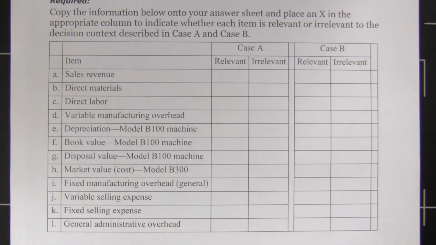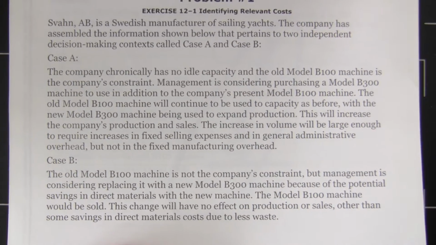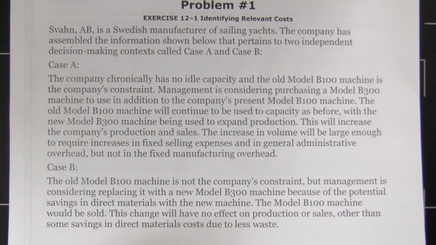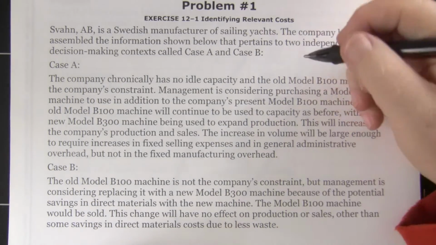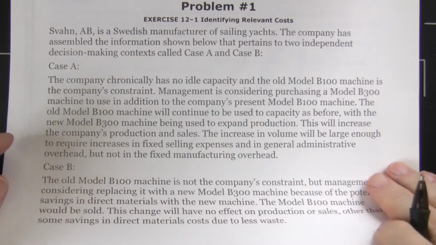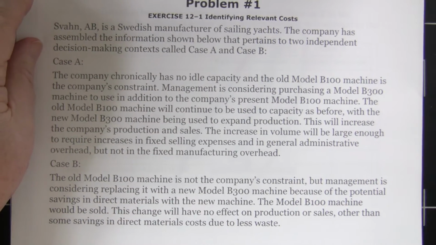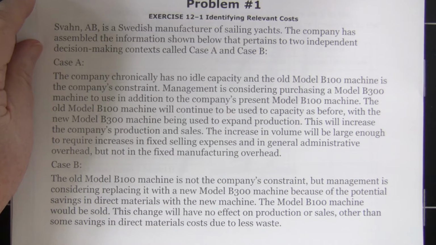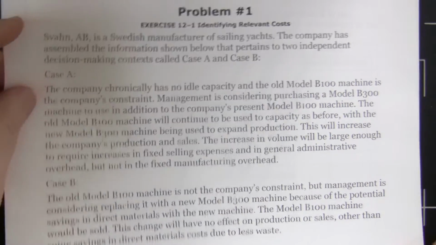Problem 1, exercise 12.1 in your text, is pretty much a classic case of trying to decide what costs are relevant. Here's the story they're giving us, and they tell us that this is for a yacht manufacturer, and there are two distinct cases. So we're to treat case A and case B completely separately. And we need to go through and look at case A and then case B and decide what is relevant and what is irrelevant. So let's go down the list.